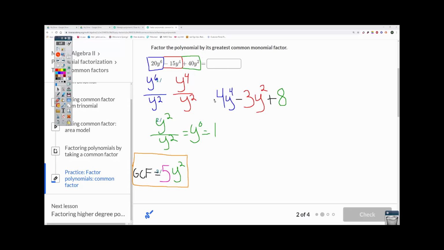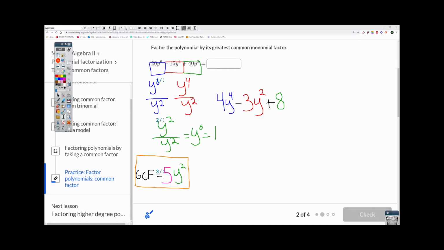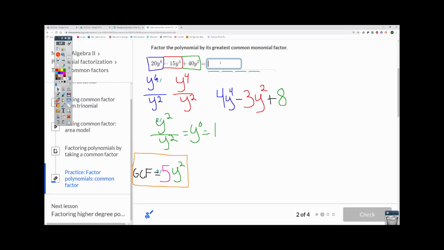Can I move all of this? No, it's not going to let me. So this is what we are left with when we are done factoring everything out.